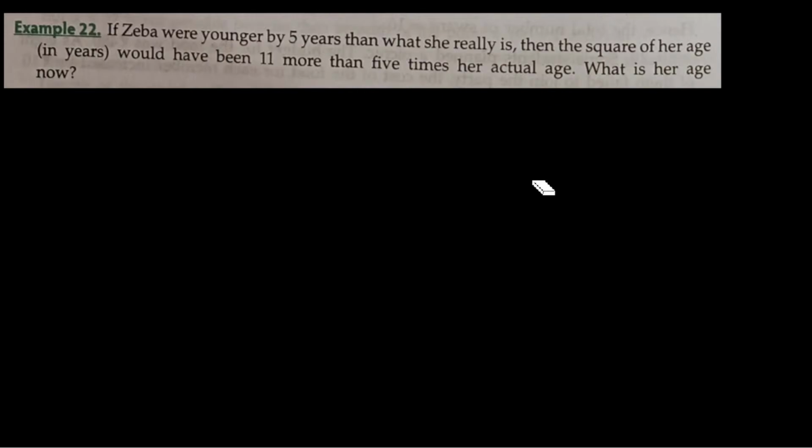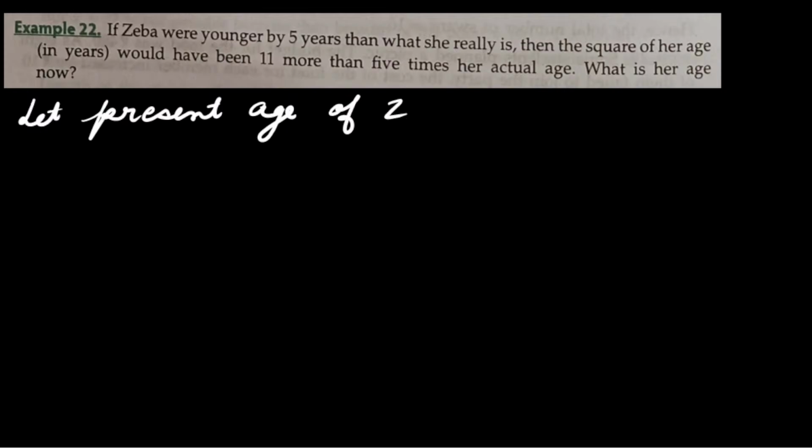So here also, I'll assume the present age. Let the present age of Ziba be x. Always we'll assume the present age only. Now what is given to us? If Ziba were younger by 5 years, they are talking about the past age. So what will this age become? x minus, as I read, I'll be writing at the same time.